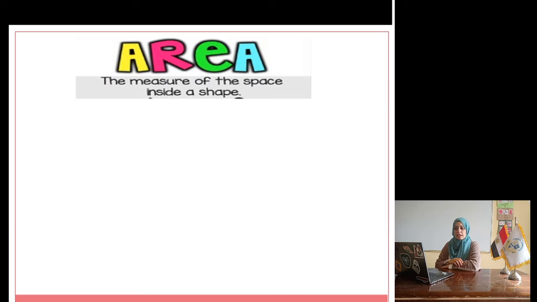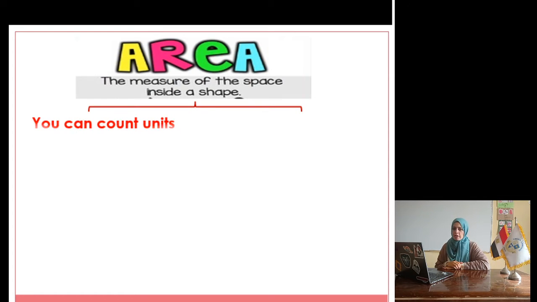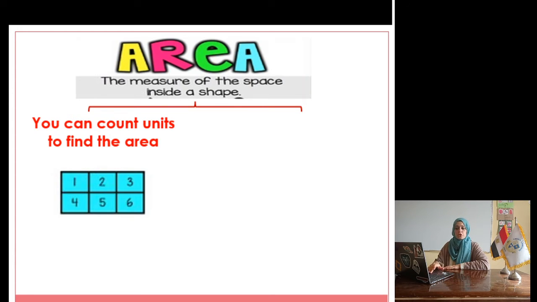The area is the measure of the space inside the shape. What is the meaning? It means you count the squares, or you find the area for the shape from the inside, not walking from outside. You can count the units to find the area. You can count how many squares. In this way you will say, let's say, 7. What is the meaning of 7? 7 square units. That means that you counted 7 square units. This is the area. Like 1, 2, 3, 4, 5, 6.